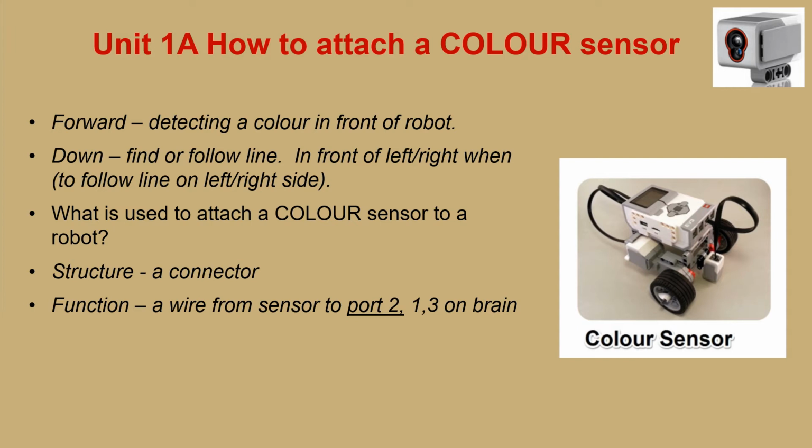Okay, so how to attach then the color sensor? The color sensor, if you place it forward, you can detect a color in front of the robot. If you face it down, you're either going to find or follow a line. Usually if you're following the line on the left-hand side, then the robot color sensor is mounted towards the left of the left wheel, and then similarly on the right-hand side, if you're following it on the right-hand side, it's in front of the right wheel.